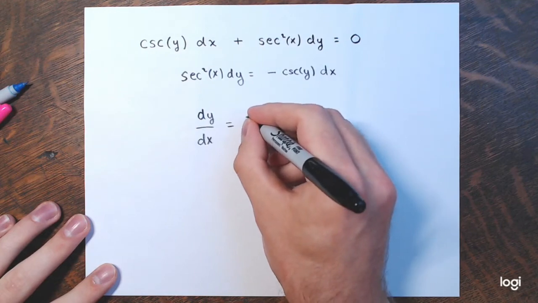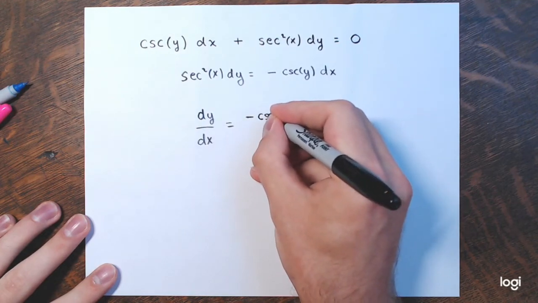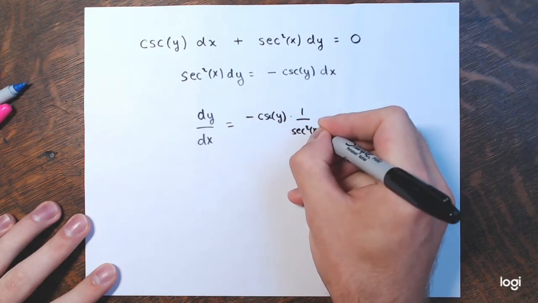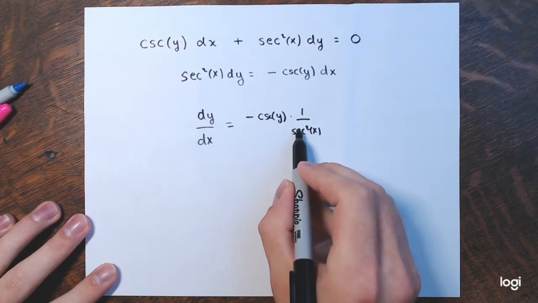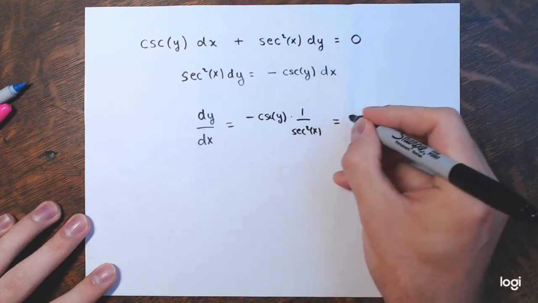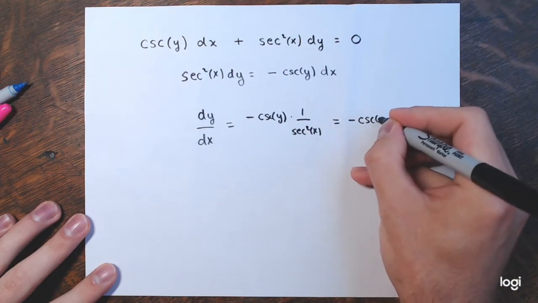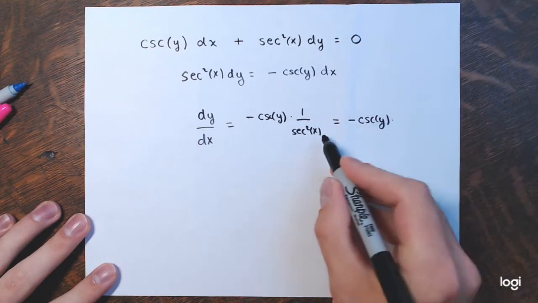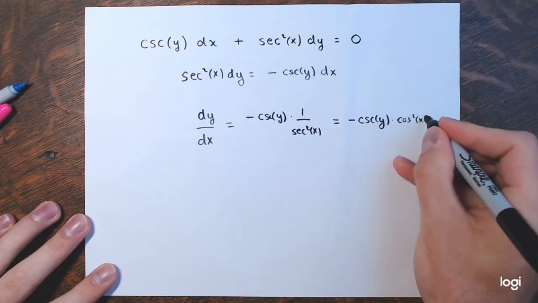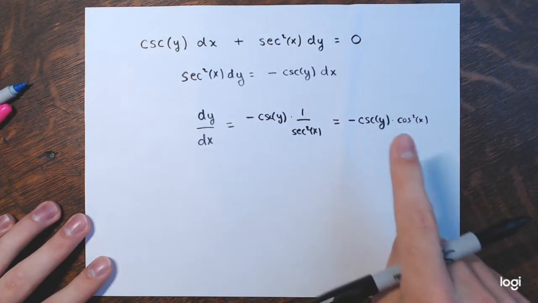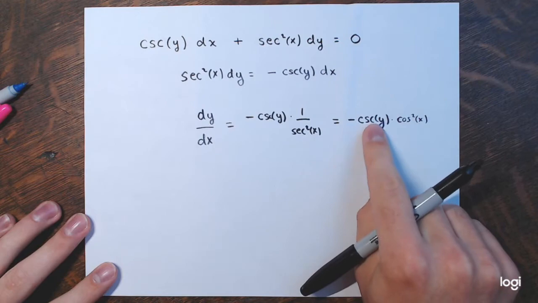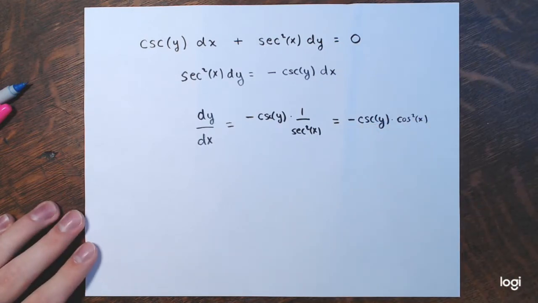You get negative cosecant y times 1 over secant squared x, just to show that they're separate. There's a function of y times a function of x. But there's a much simpler way of writing that. This would be negative cosecant y times, and then 1 over secant squared is cosine squared. But either way, you're seeing that it's separable, I'm hoping. You have dy/dx equals some function of x times some function of y that are separate. All right, so I see that it's separable.